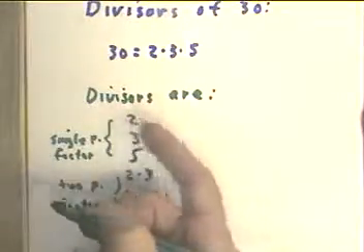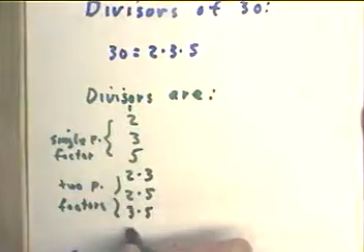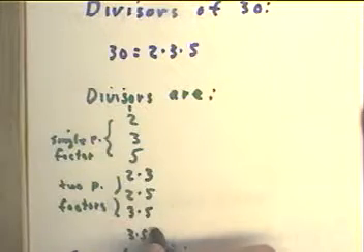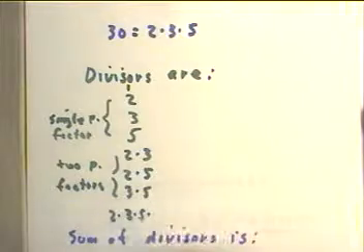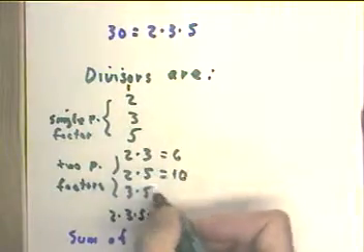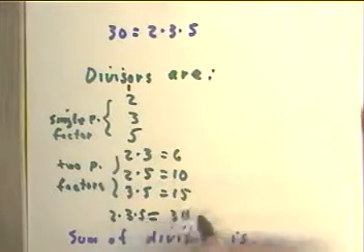If we list all the divisors, we would also have to list 1 and 2 times 3 times 5, which, of course, is 30. So we get 6, 10, 15, and 30 itself.